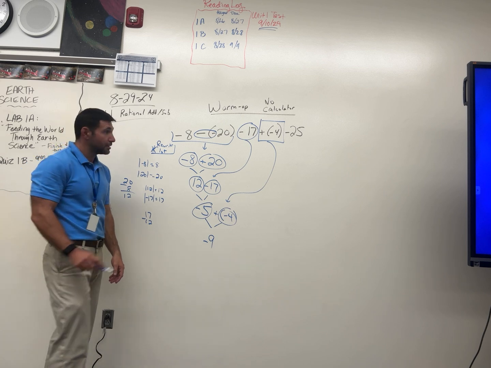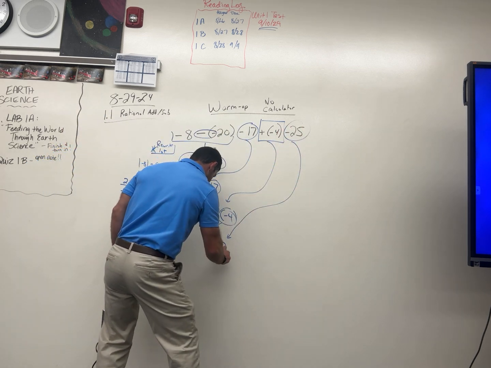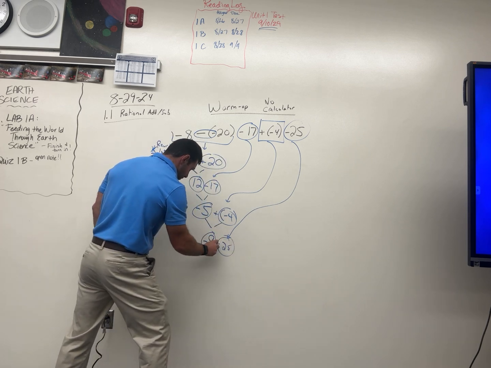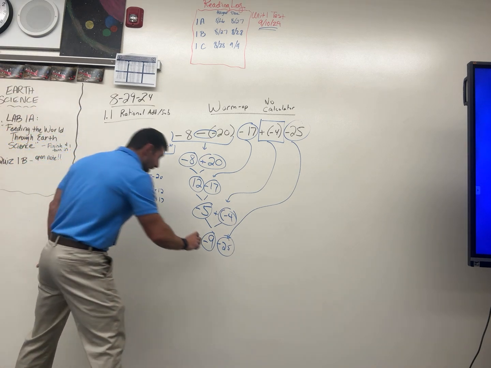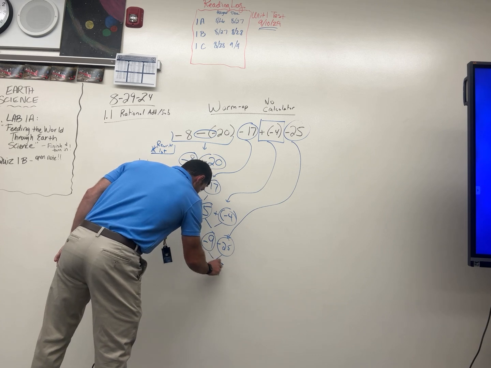Almost done. -25 comes down. Circle, circle. Are they the same sign or different signs? Same. So we add 25 plus 9 is 34. Put back the original sign.